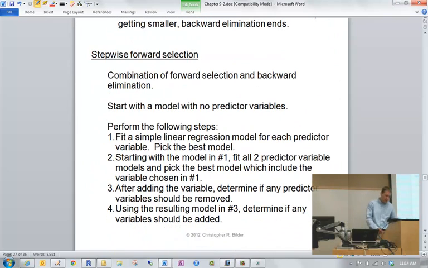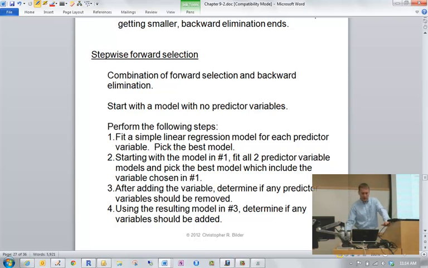So that's backward elimination. One could also do what's called stepwise selection, which is a combination of forward and backward. Simply, you go forward and do the forward selection to find the most important variable. Then you do backward elimination. Then you go forward again, and you do backward elimination. You keep on alternating between the two until you get to a point where no variables can be added to the model and no variables can be removed from the model.